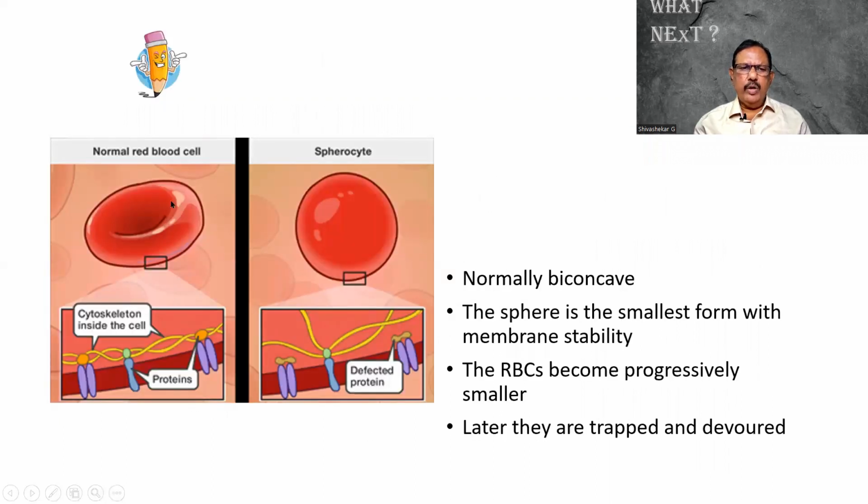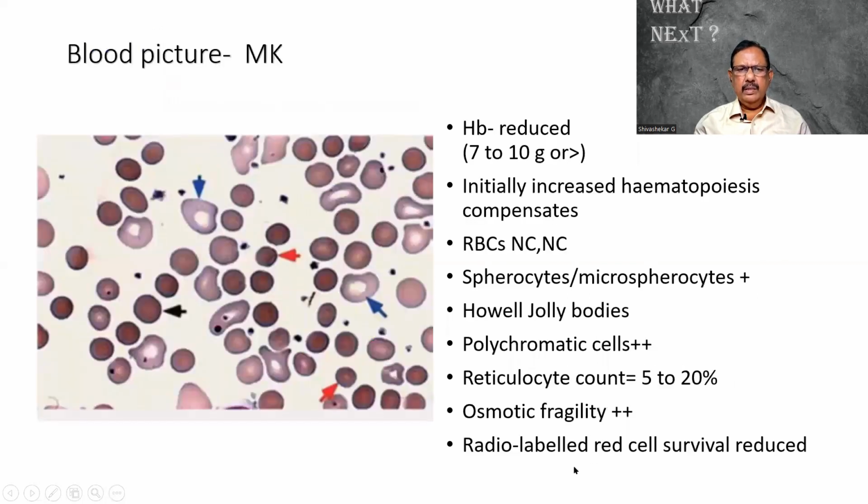So the red cell that we have got, you find that it is somewhat downward shape and it can bend and pass through any of the narrow capillaries. And there is a normal cytoskeleton. When there is going to be a defect in the cytoskeleton, you find that part and bits of the cell membrane are being removed so that the cell assumes a spherical shape, because that is the smallest shape or size that is possible. Normally biconcave, progressively it becomes smaller. They are trapped and devoured by the phagocytes.